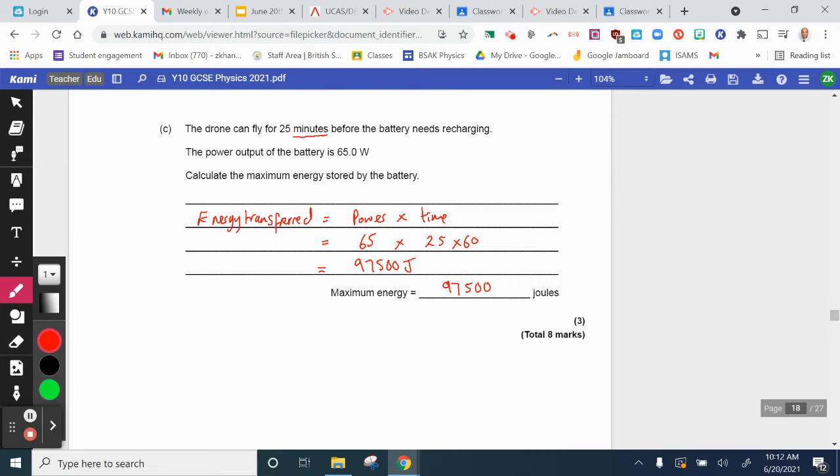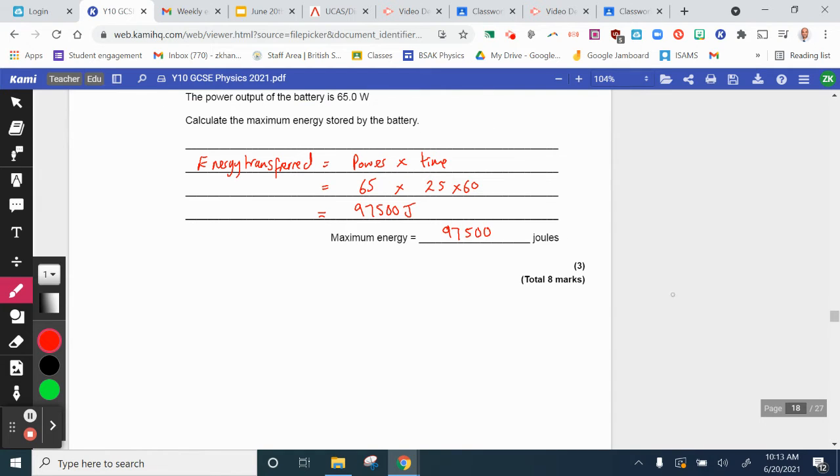So we know a formula that connects energy, power, and time, which is energy transferred equals power multiplied by time. The power is in the correct unit of watts, so that's 65. Time is in the incorrect units of minutes. We need to convert it into seconds. So 25 minutes, 60 seconds in every minute. We'll do 25 times 60 to get the time in seconds, times 65 watts, and we get the energy of 97,500 joules.